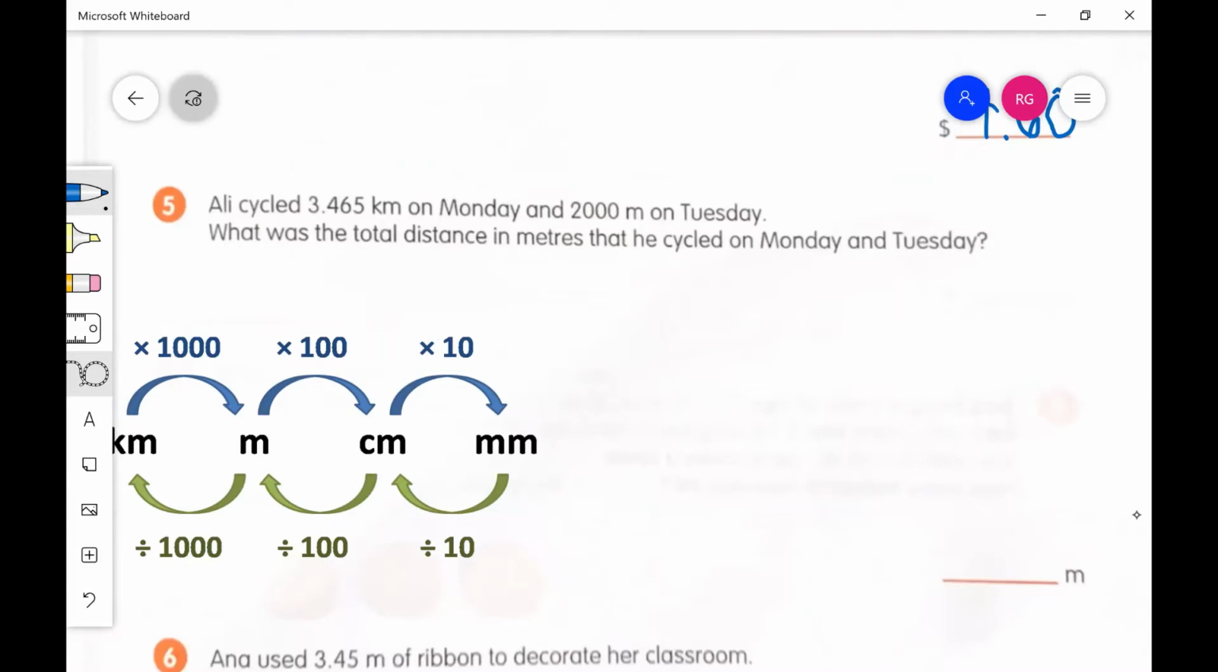Okay. Ali cycled 3.465 kilometers on Monday and 2,000 meters on Tuesday. What was the total distance in meters that he cycled on Monday and Tuesday?